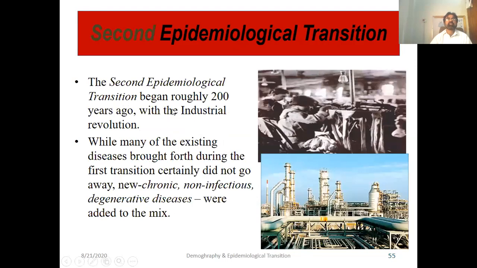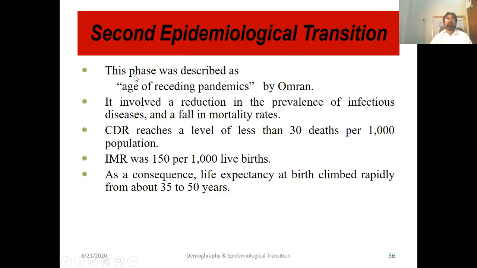Second epidemiological transition began roughly 200 years ago with the Industrial Revolution. While many of the existing diseases brought forth during the first transition certainly did not go away, new chronic non-infectious degenerative diseases were added to the mix. In the second stage, this phase was described as the age of receding pandemics by Omran. It developed a reduction in the prevalence of infectious diseases and a fall in mortality rates. Crude death rate reaches a level of less than 30 deaths per 1,000 population. Infant mortality rate was 150 per 1,000 live births.